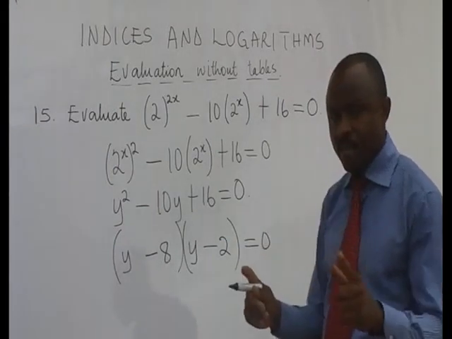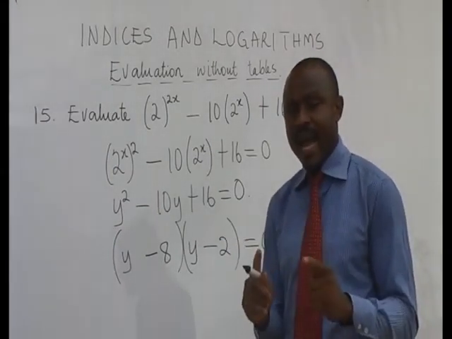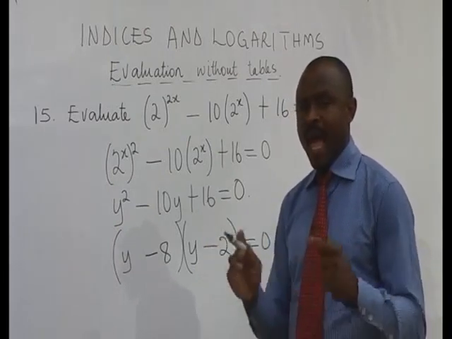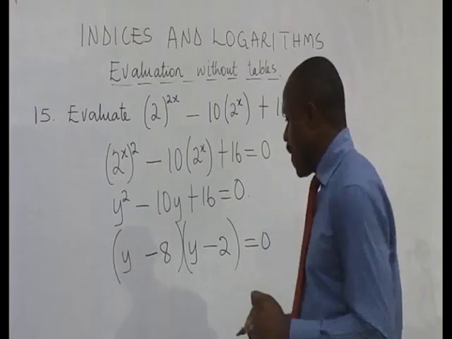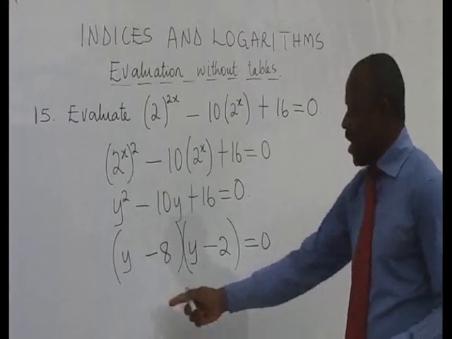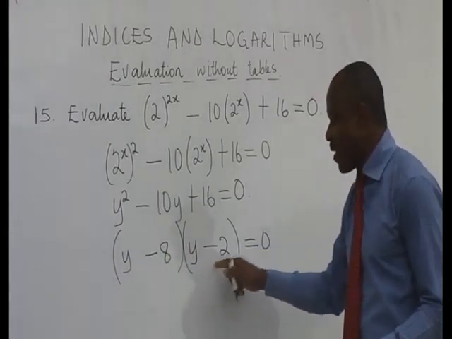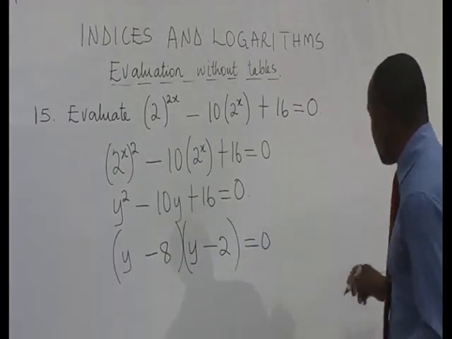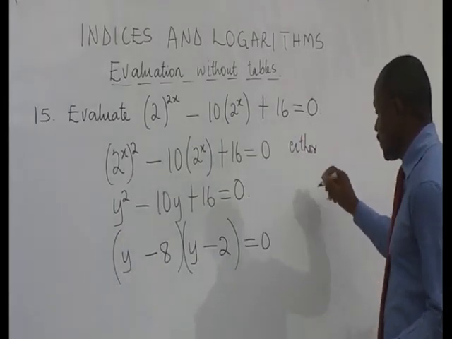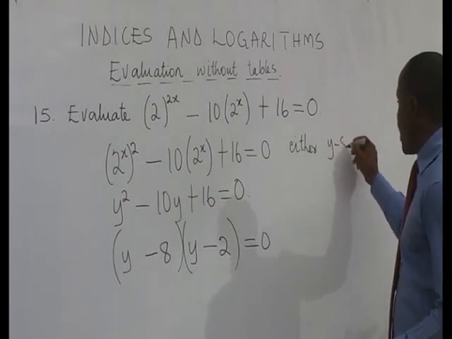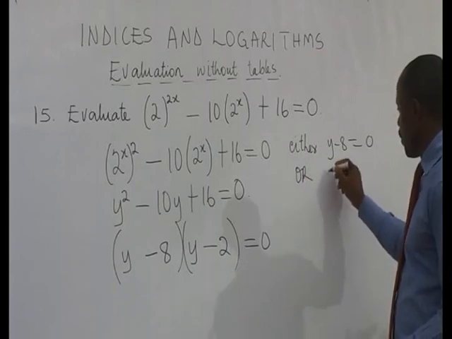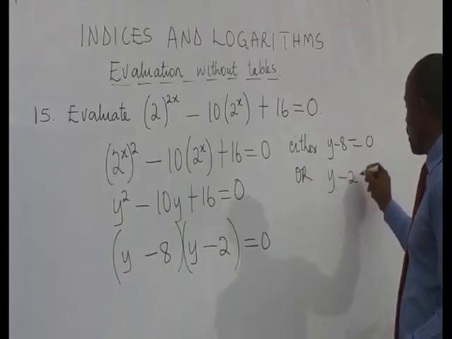If two things must multiply themselves together to get 0, one of those things must be 0. And based on this principle, we can find the value of our unknown, which is y. If y minus 8 times y minus 2 is equal to 0, that means either y minus 8 is equal to 0 or y minus 2 is equal to 0.